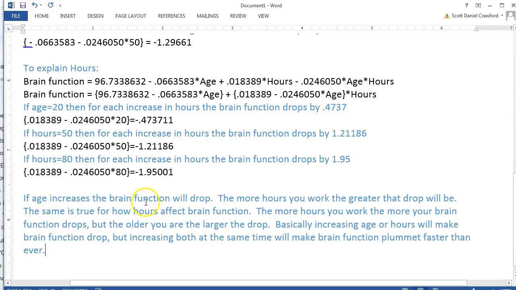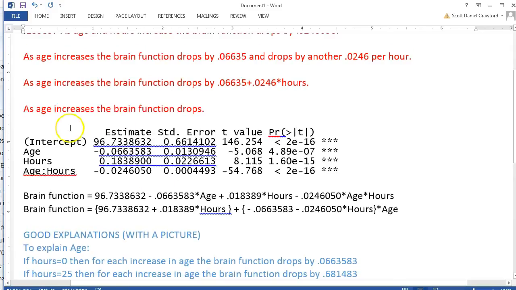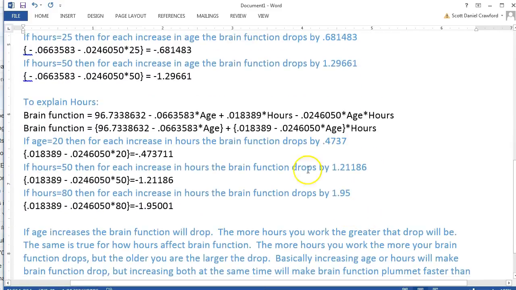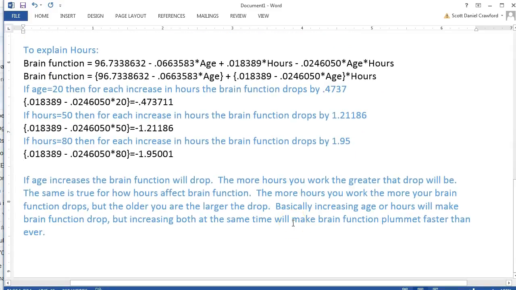Age increases, brain function drops. The more hours, the greater that drop. Same for hours, which, take a second to appreciate that. If you look up here at the coefficients, it looks like if you work more hours, your brain function increases. That's not true because this term right here is going to overwhelm whatever positive effect there might have been. So working more hours is still going to drop your brain function because of that interaction term being so strong.